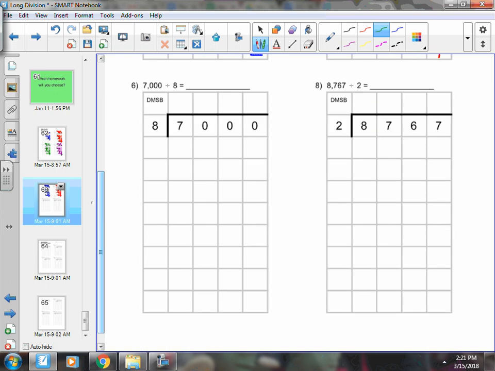7,000 divided by 8. We're thinking groups of 8. You cannot make a group of 8 out of 7, but you can make some groups of 8 from 70. 8 times 8 is 64. Again, be very careful with subtraction. And bring down. It goes into 67 times.